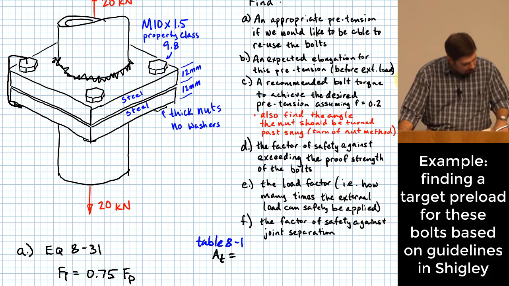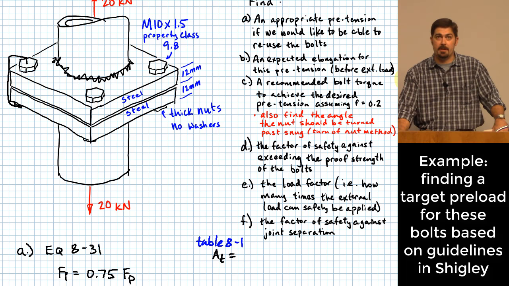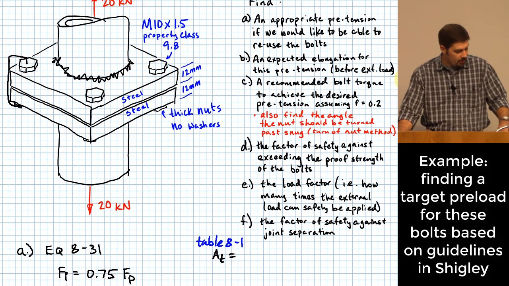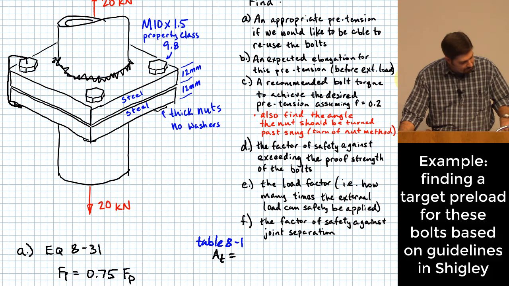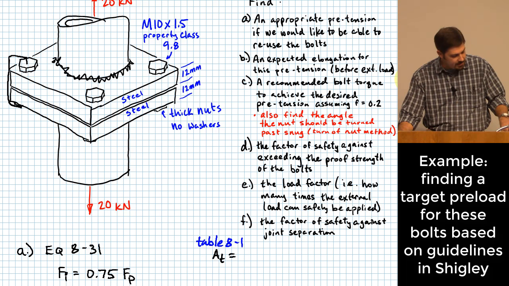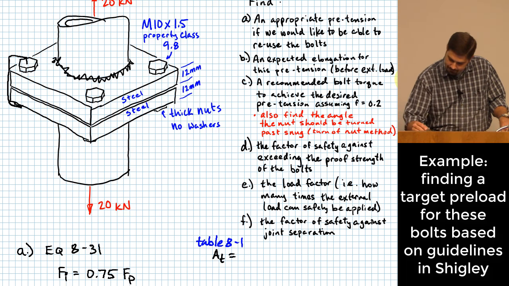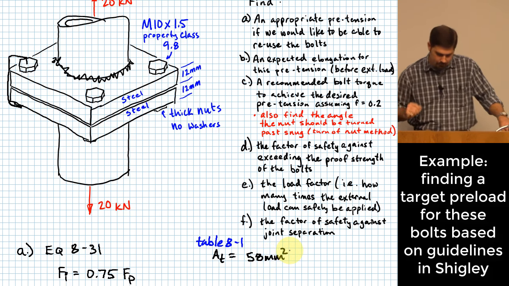And we have a 1.5, which means that we're in the coarse pitch series. If it had been by 1.25, then we would have been in the fine thread series. So we're over on the left set of data in table 8.1, and we need to find the tensile stress area. It says there that it will be 58 millimeters squared. Okay?